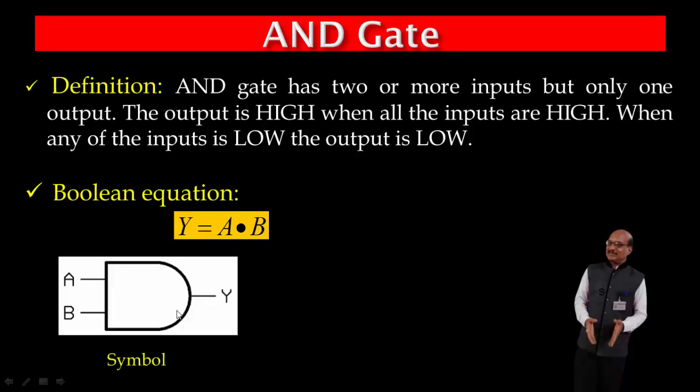Now the logic symbol for the AND gate is shown like this. It has two inputs a and b and a single output y. And how are these related? These are related to each other by this equation y is equal to a and b. Therefore this equation is called the Boolean equation and this is the logic symbol for the AND gate. Here we have considered a two input AND gate. The number of inputs will be more than one, that is our definition, but there is always only one output.